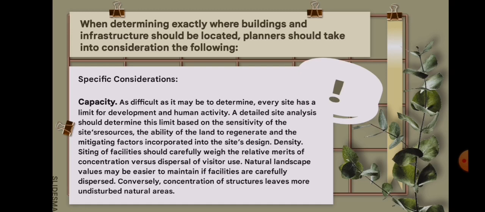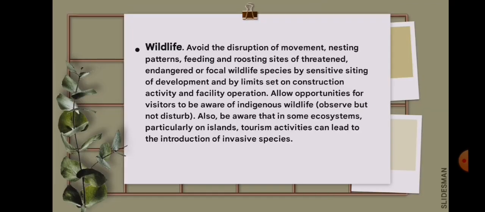Densities and siting of facilities should carefully weigh the relative merits of concentration versus dispersal of visitor use. Natural landscape values may be easier to maintain if facilities are carefully dispersed. Conversely, concentration of structures leaves more undisturbed natural areas.